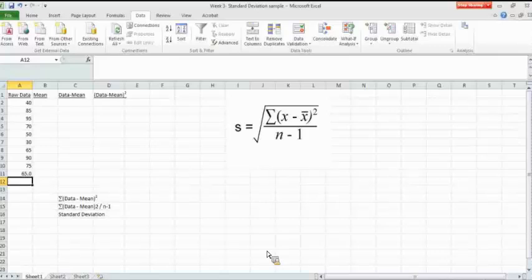I'm also going to show you how to do it by hand using this formula. You could do this actually by hand in pencil and paper with a calculator if you chose to. I like to use Excel because it just quickens the process of getting some of these figures.